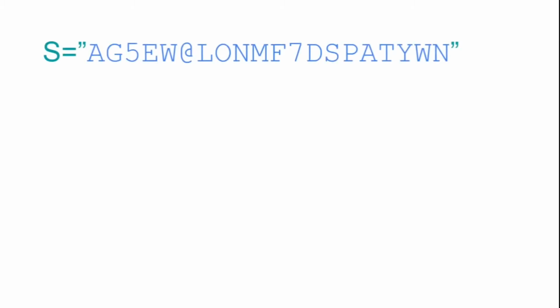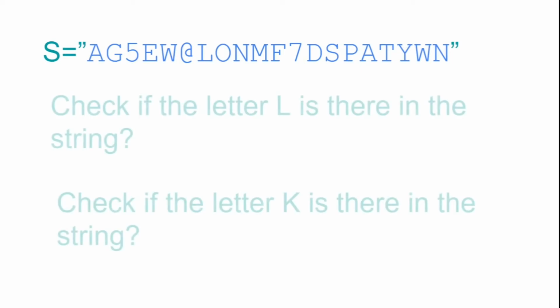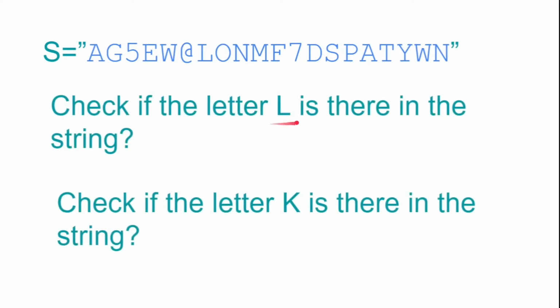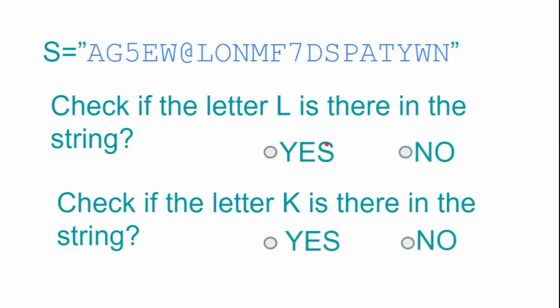Now, let me give you an example with the help of which you can relate to this concept of breaking a loop. For example, I give you a string and I ask you these two questions. Check whether this letter L is there in this given string or not, and check whether this letter K is there in this given string or not. Suppose you have to give your answers in yes or no. The answers are quite obvious: the letter L is there in the string and the letter K is not there in the string.